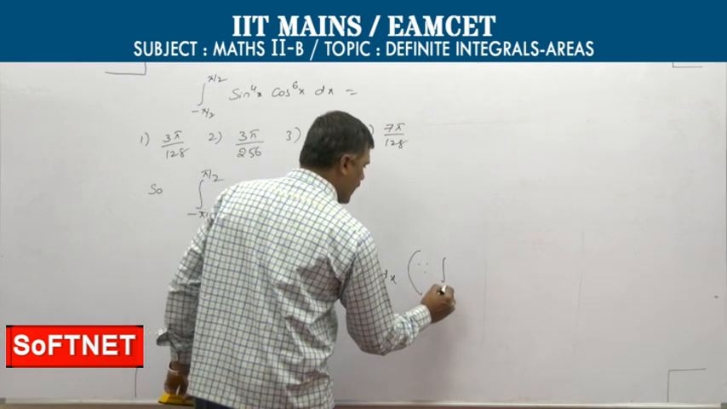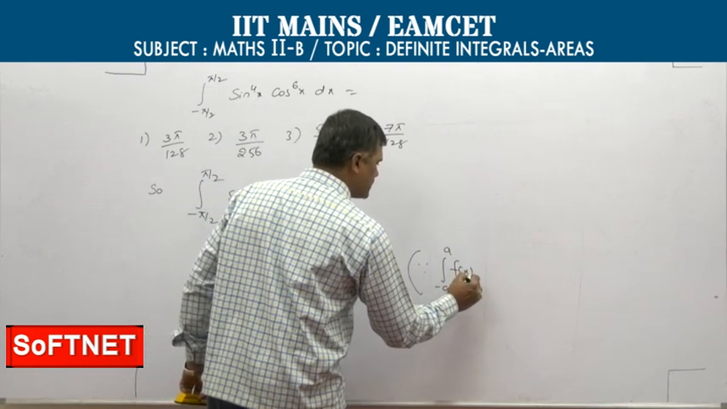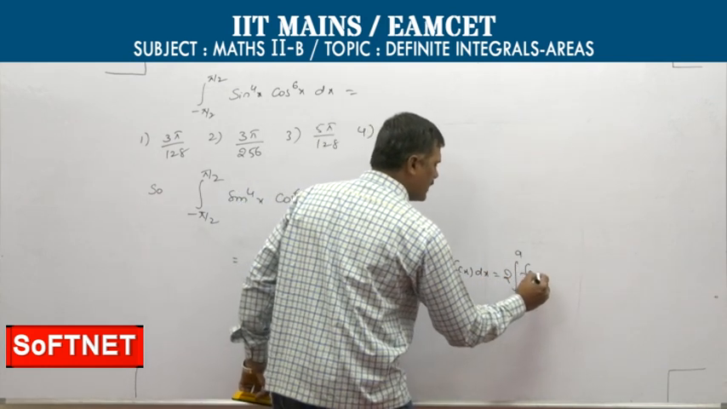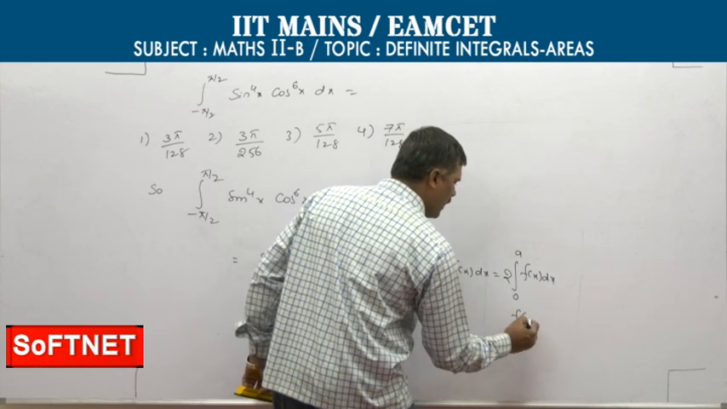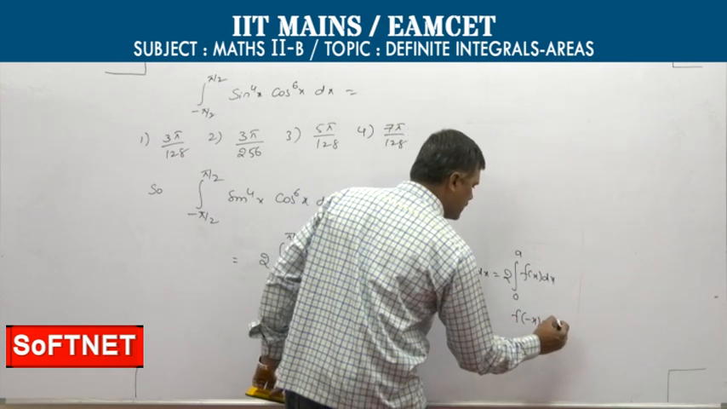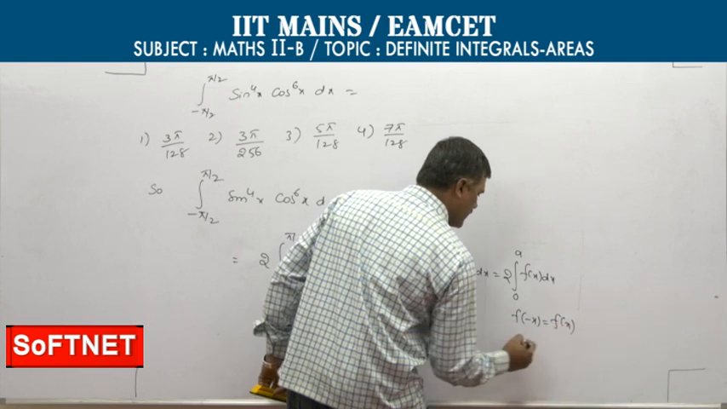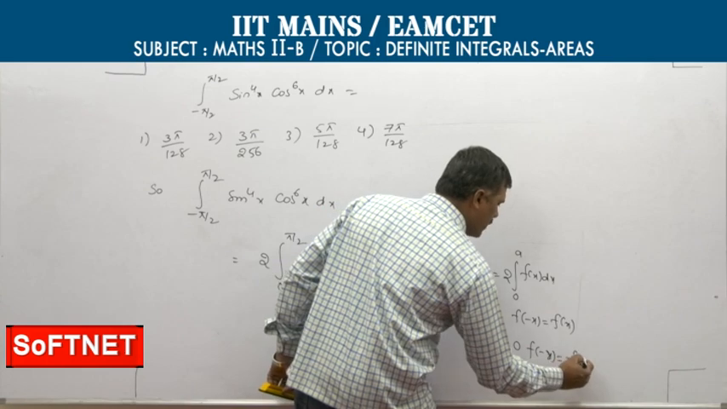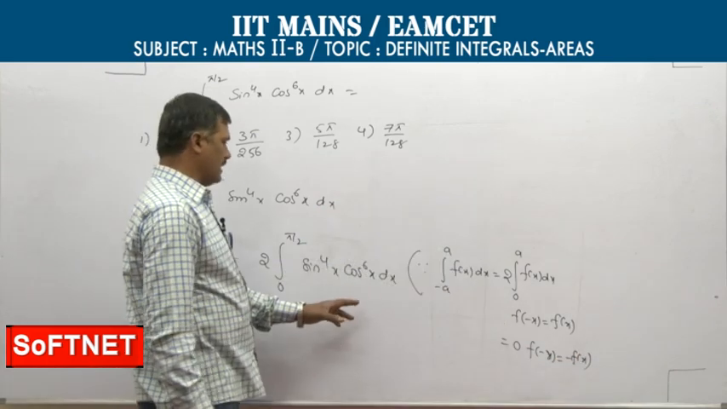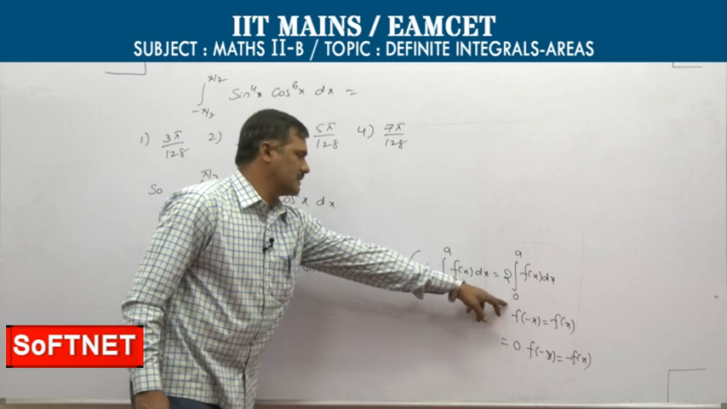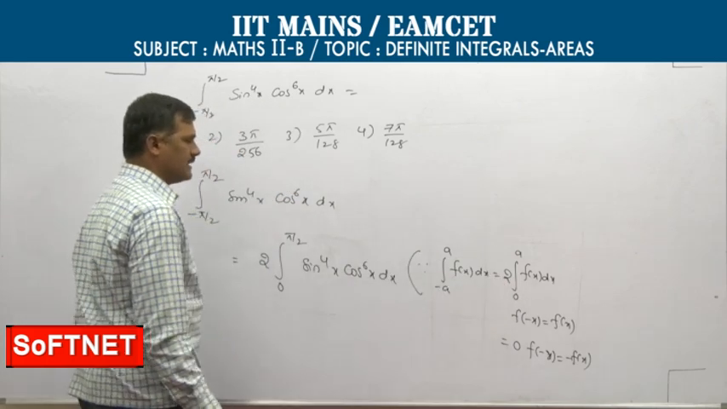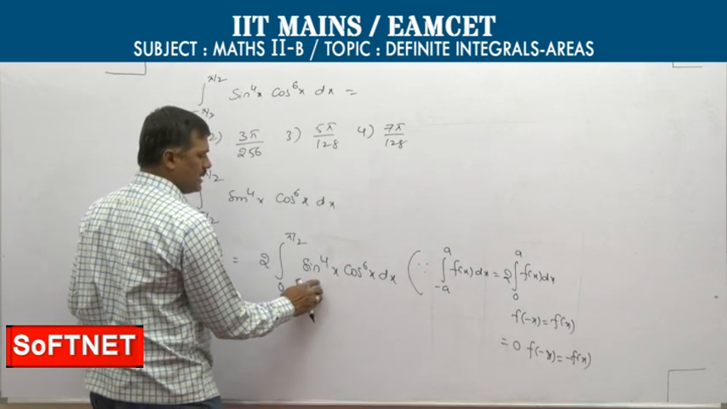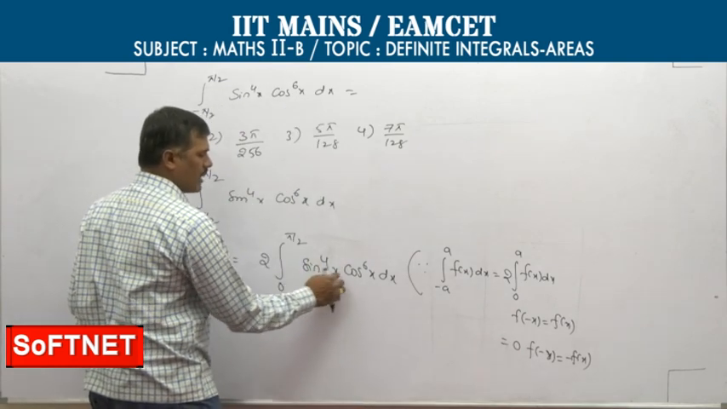Since integral of minus a to a f of x dx is equal to 2 into integral 0 to a f of x dx if f of minus x is equal to plus f of x, and is equal to 0 if f of minus x is equal to minus f of x. So this is the condition: minus a to a f of x dx is equal to 2 into integral 0 to a f of x dx if f of minus x is equal to plus f of x. The function has no change, since the powers are even numbers, so that is equal.